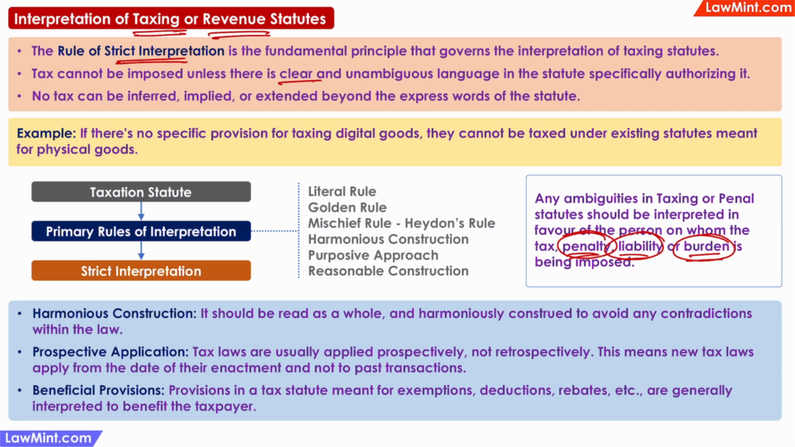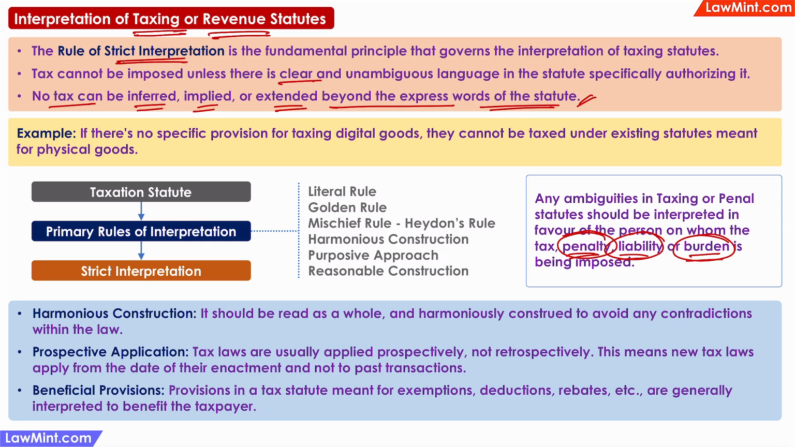Strict interpretation means that the scope of the statute is limited to whatever is specifically mentioned in that statute. No additional taxes can be inferred, implied, or extended beyond what is specifically written in that law. For example, when e-books started becoming popular, then the tax laws still had not caught up with the concept.